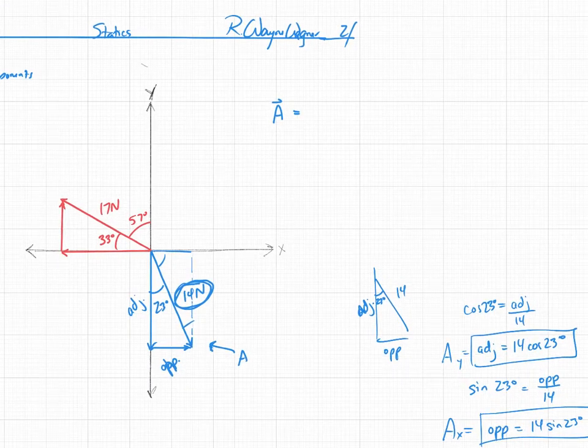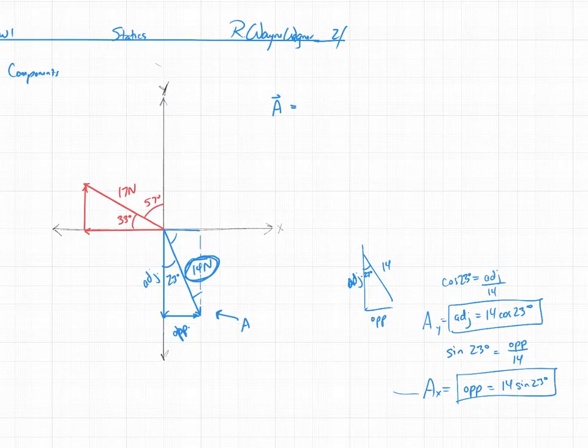I'll go up here and note that AX is right here, going in the positive X direction. So for A, we get 14 newtons times the sine of 23 degrees, in the i direction. For the Y direction, it's going down, so that's negative: minus 14 newtons times the cosine of 23 degrees, in the j direction.